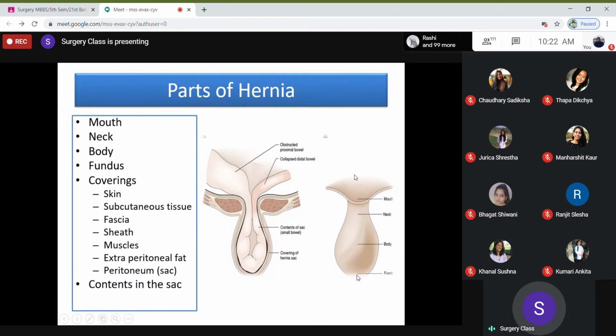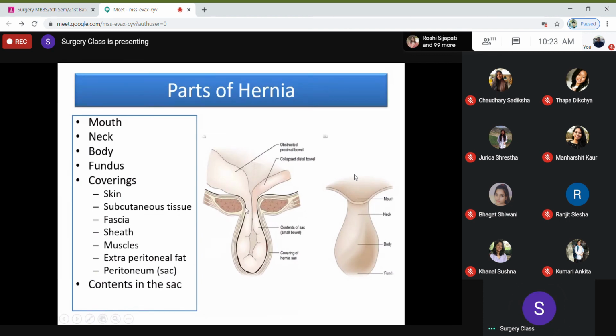So a sac is divided into the mouth. You see, the mouth is around there, the neck, the body, and these are the parts of the hernia. Okay, and if you see, this is the sac, and this is the fundus, and this is covered by all the layers of the abdominal wall, which were lying in between before they formed the sac.